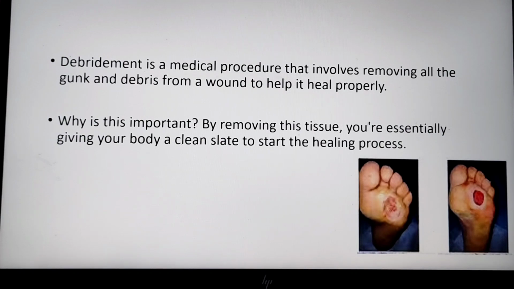It's like clearing a garden bed before planting new plants. If you don't clear out the weeds and dead plants, the new plants won't be able to grow properly. Similarly, if you don't remove the damaged tissue from the wound, your body won't be able to heal it properly. So debridement helps your body to start the healing process with a clean slate. So this is about debridement.